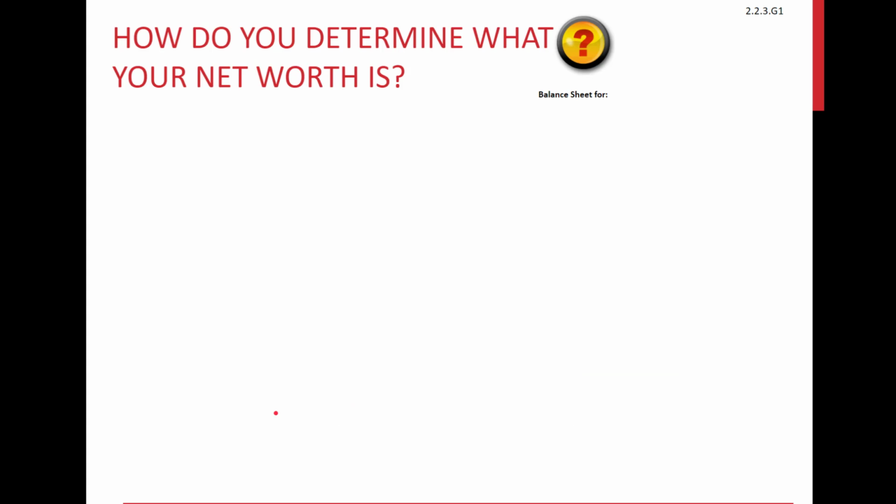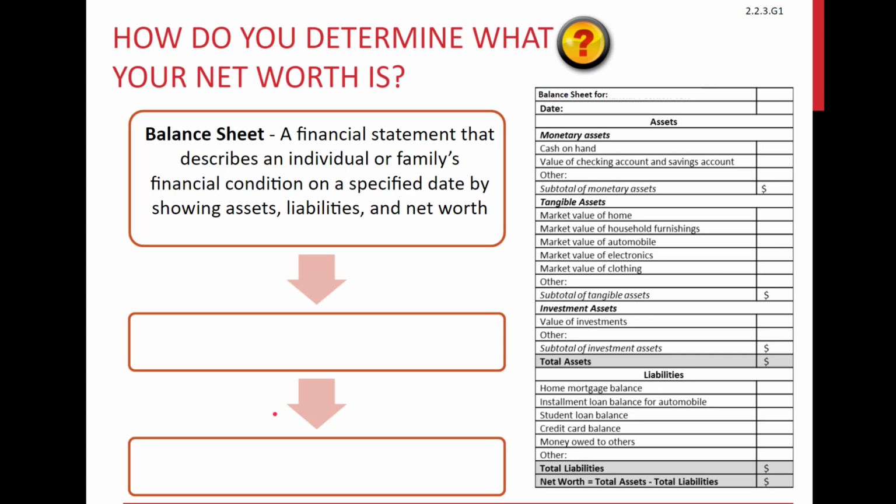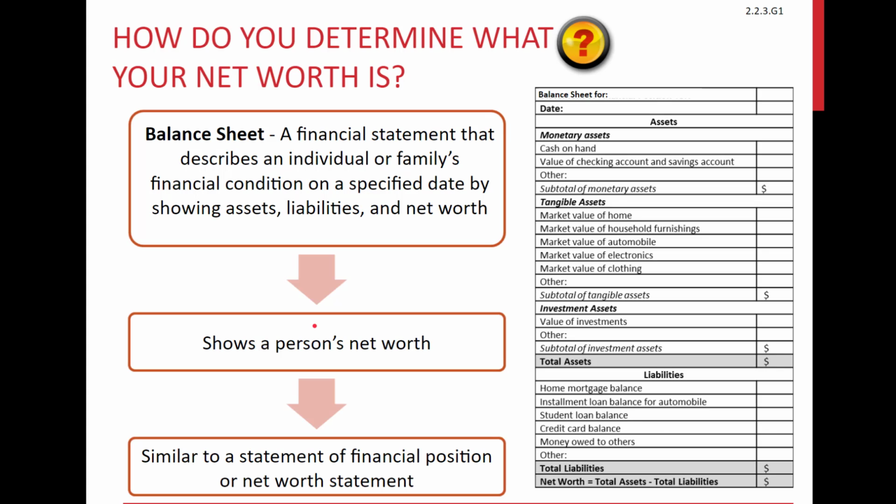How do you determine what your net worth is? So you're going to do what's called a balance sheet. That is a financial statement that describes an individual or family's financial condition on a specified date by showing assets, liabilities, and net worth. On the right here, you see an example of a balance sheet. It's also the example of the template that you will get. A balance sheet shows a person's net worth. It is similar to what's called a statement of financial position or a net worth statement.